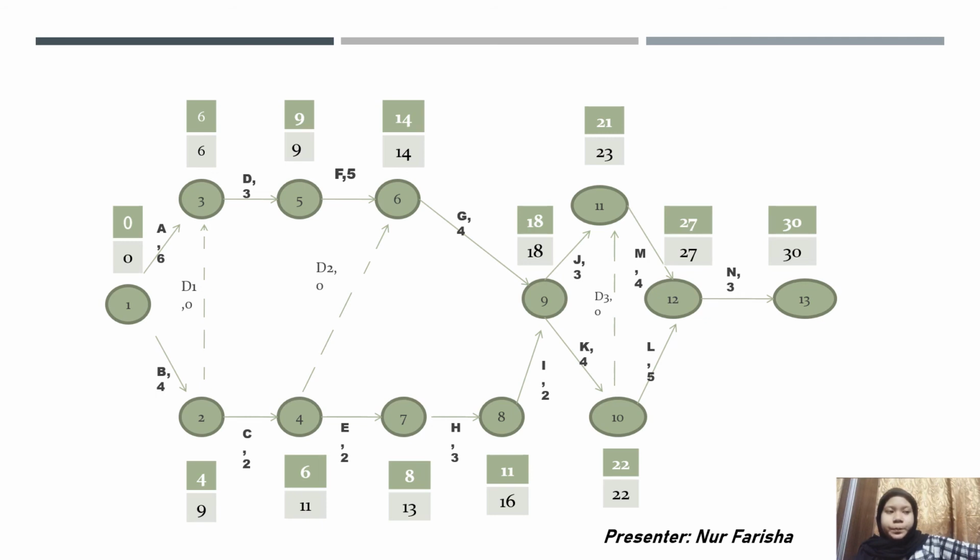Node number 3, 9 minus 3 get 6. Node number 2, 11 minus 2 get 9. And the last one, node number 1 has two options, which are node number 2, 9 minus activity C is 4, get 5, and node 3, 6 minus activity A is 6, get 0. And we choose the lowest one, which is 0. So I move to my friend to explain the next question.